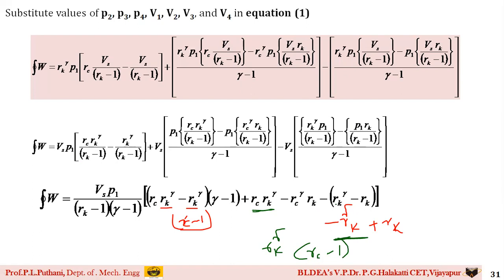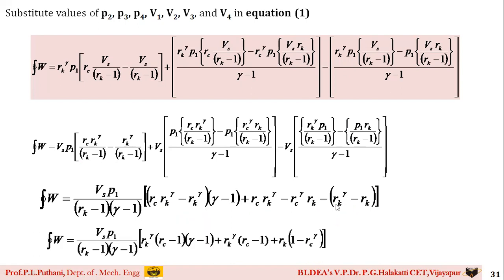Similarly, the other part I am going to work here. You can see here, I have taken Rk raised to gamma as common. I have got Rc minus 1. This gamma minus 1 I have multiplied. Then again, similarly, I can take Rk raised to gamma as common, remaining with Rc minus 1 plus, in the last bracket, I have taken Rk as common, remaining with minus Rc raised to gamma.